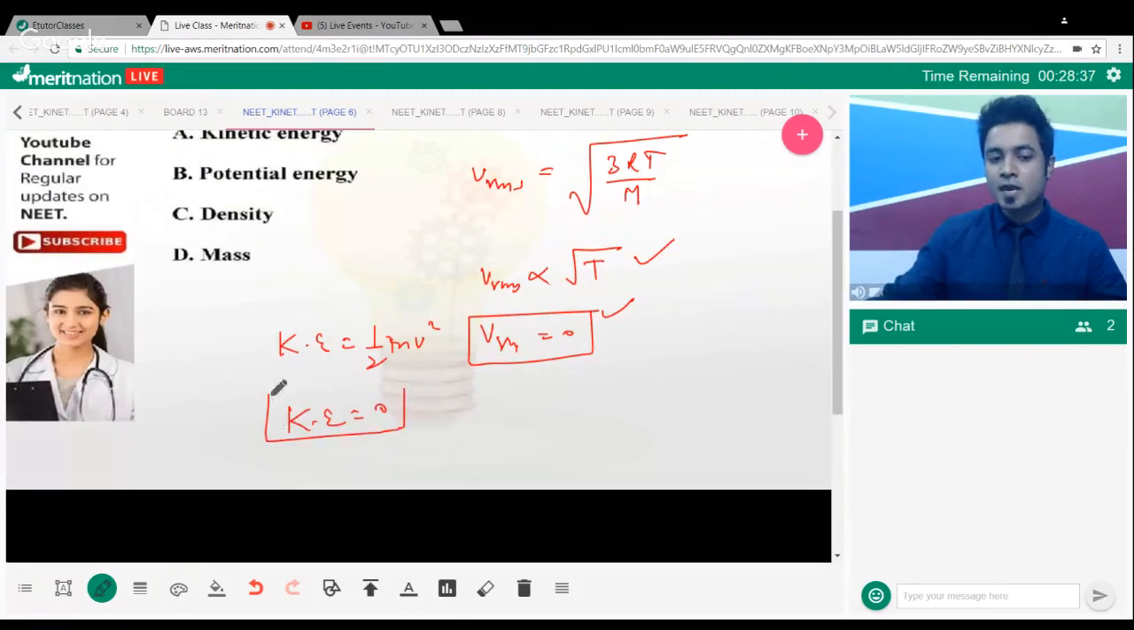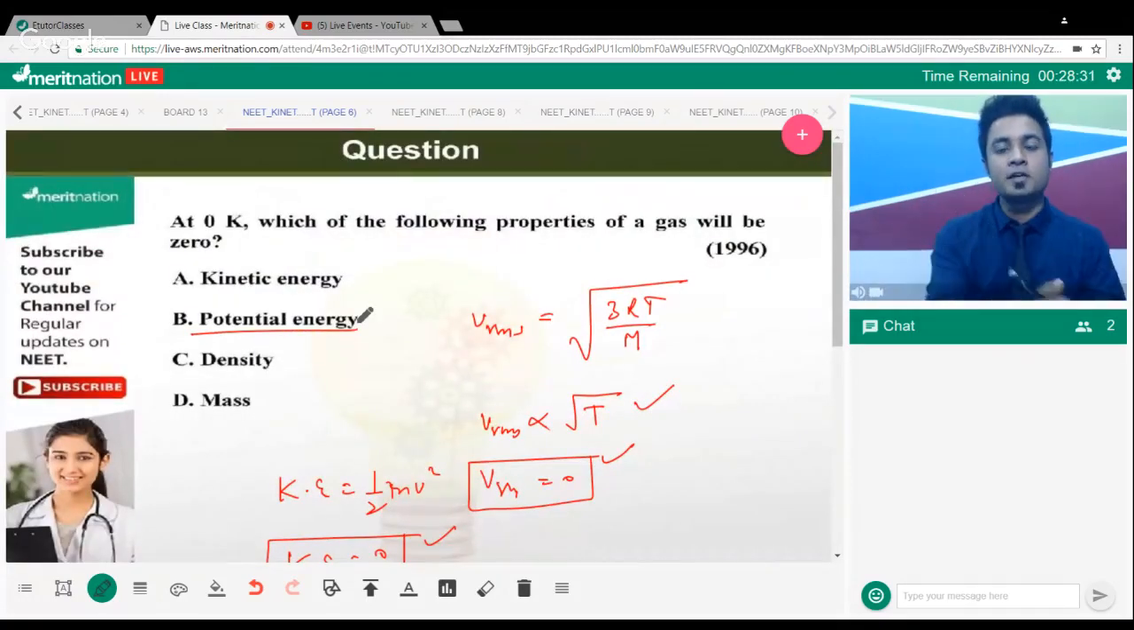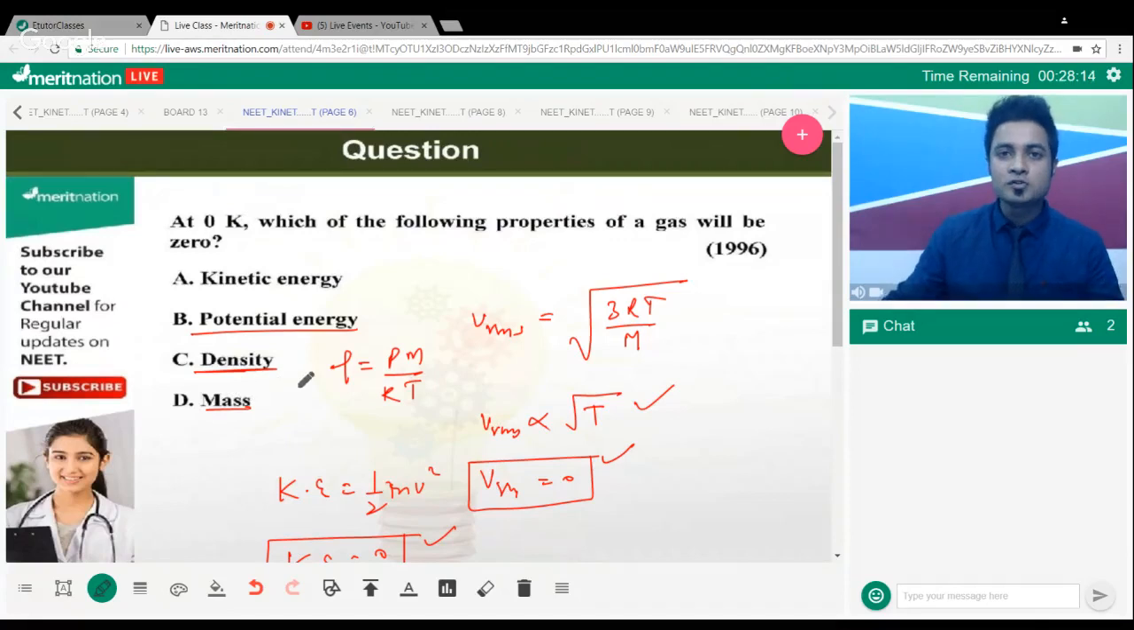And for the rest of the quantities, potential energy is just because of the intermolecular attraction forces, right? Density depends on all these factors, not this one, because if you write density as PM upon RT, and keep the temperature zero, it has to be infinite. And the mass never goes out, because mass remains constant unless you are moving with the speed of light. That is Einstein, all that relativity theory.